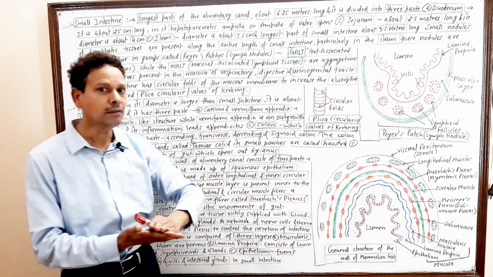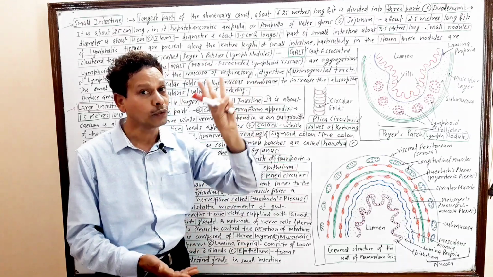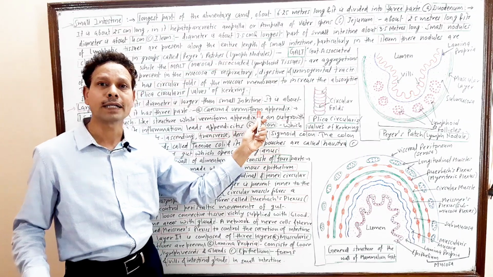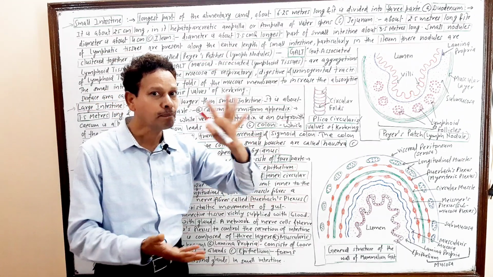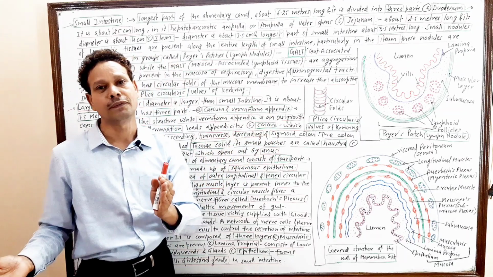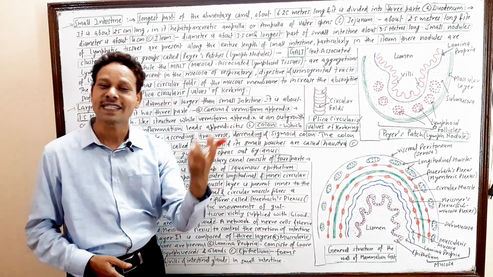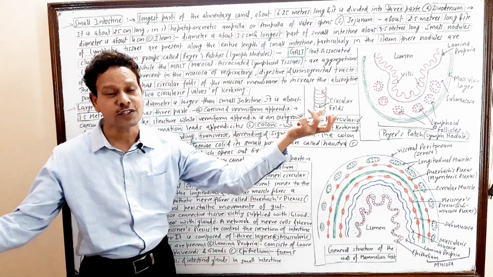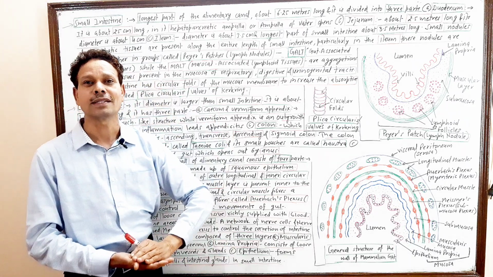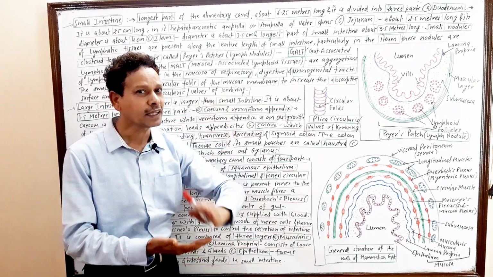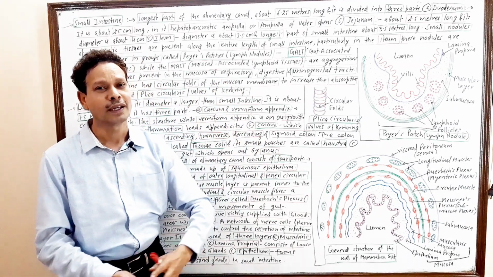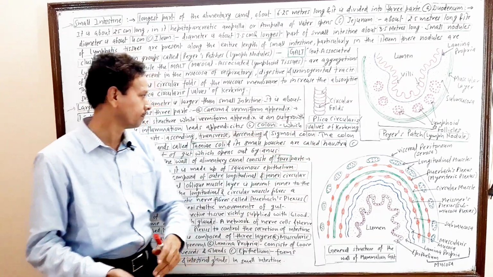This large intestine is further divided into three parts. First part is cecum and vermiform appendix. Cecum is a pouch-like structure, and this vermiform appendix is an outgrowth of cecum. Both cecum and vermiform appendix are vestigial organs, non-functional organs in case of human beings. But these cecum and vermiform appendix are well developed, well functional in herbivores like rabbit.